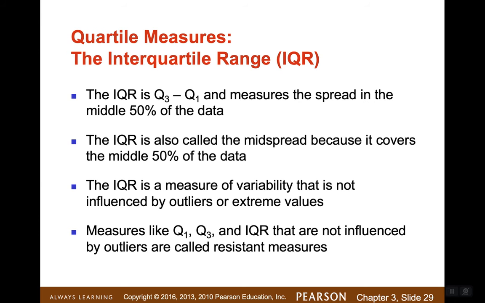Now what we have is something we call quartile measurements, or IQR, the interquartile range, which is an estimation of the spread of the middle 50% of the data. If we take Q3 minus Q1, the IQR, it measures the spread in the middle 50% of the data, or we call it mid-spread.